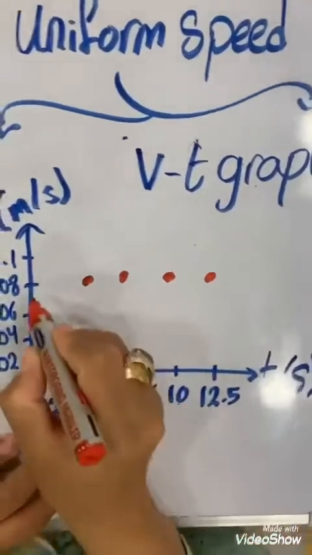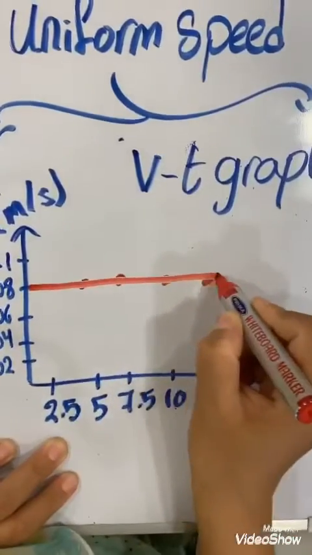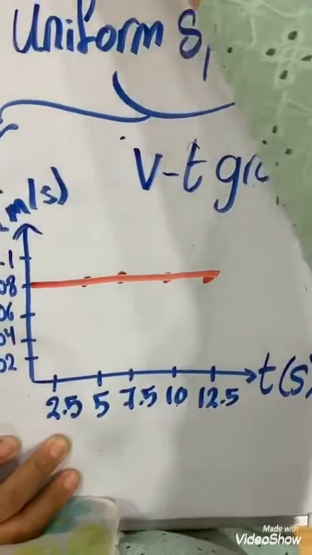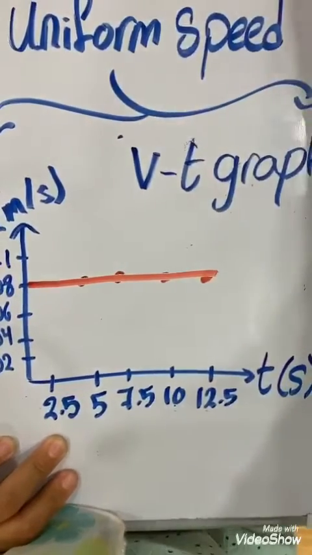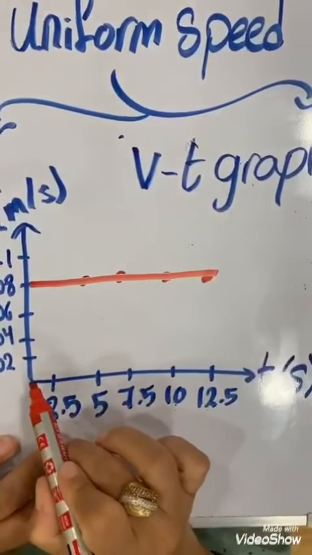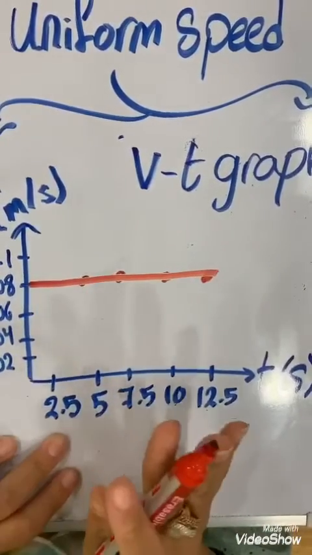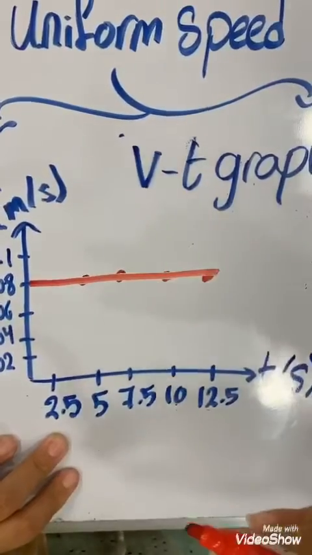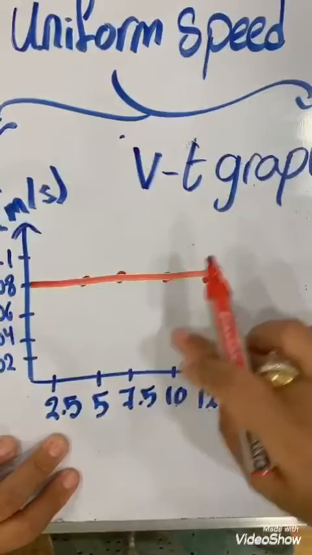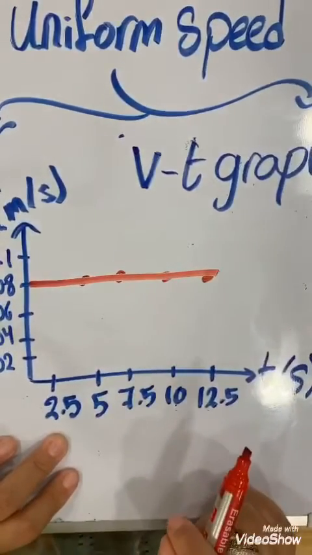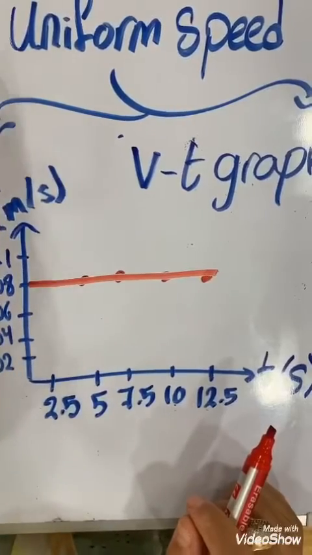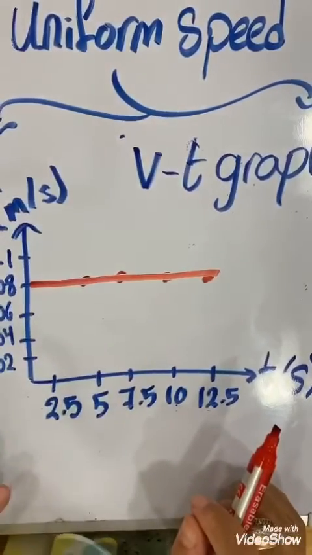So, as you see here, the points lie on a straight line. But does this straight line pass through the origin? No, it doesn't pass through the origin. But it's parallel to the time axis, or the x-axis. It's parallel to the x-axis. This is the representation of the uniform speed on the v-time graph.